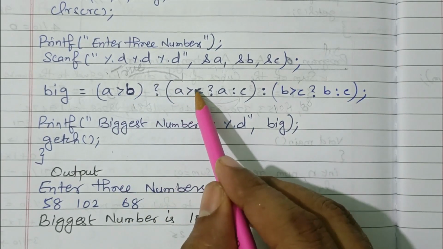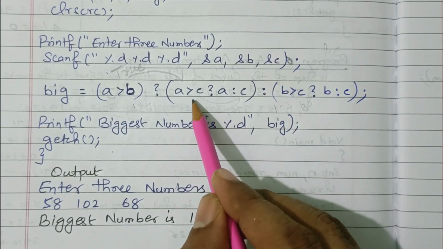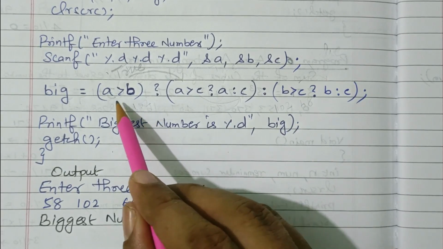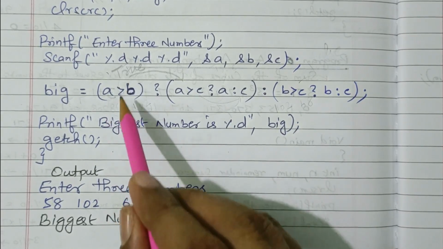It will go to this statement, but here we need to check A with the C value, because A has been verified with B. In that we verified that A is the greatest number because of true.